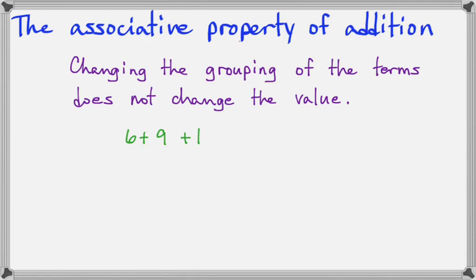And if I group the first two terms together, using parentheses, and then work the problem, I have to do what's in the parentheses first. So 6 plus 9 is 15, and now I have 15 plus 1. Well, if I add those together, I get 16. Now take the same problem, but this time let's group the 9 and the 1 together.